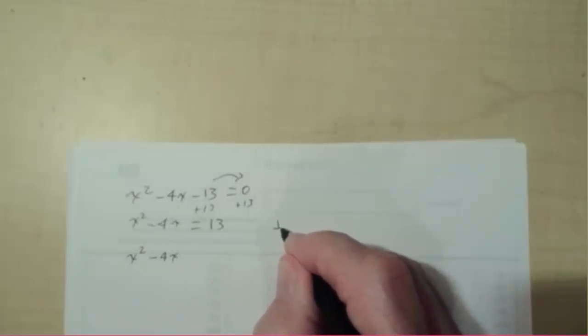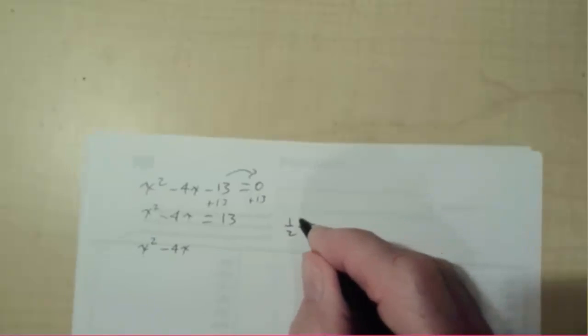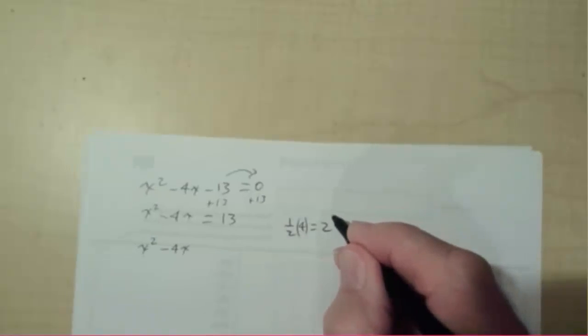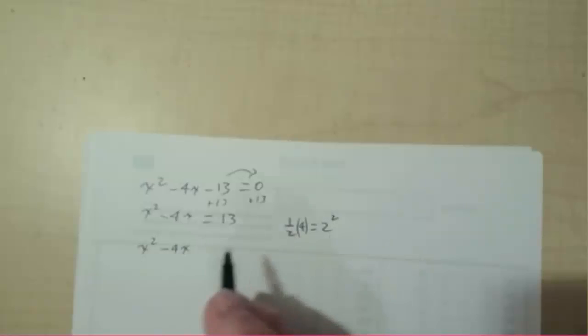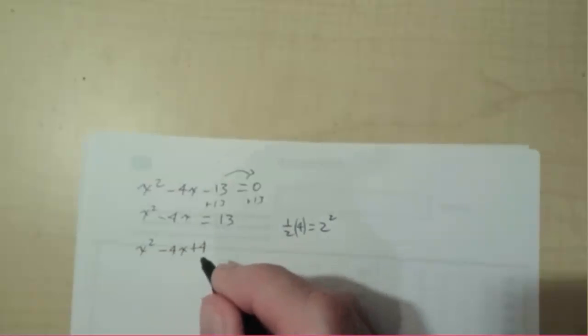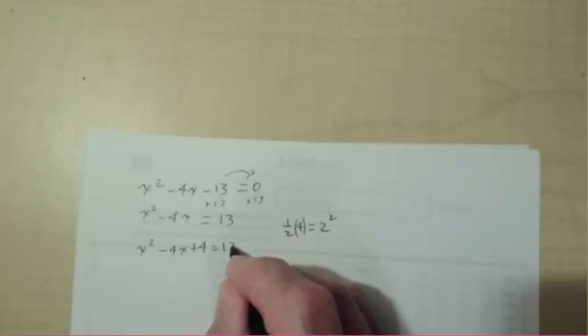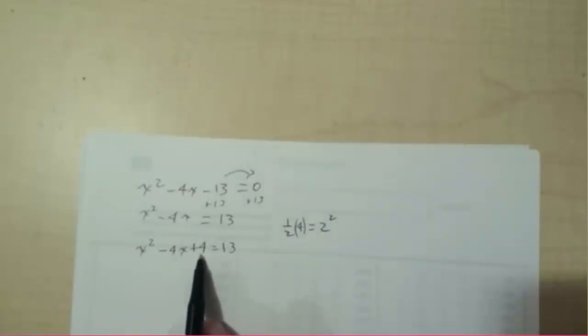Now, in order to find a perfect square, we take half of the linear term. Half of 4 is 2, and then we square it. 2 squared is 4, that's a bad example here, sorry. Now look, we just added 4 to this side of the equation.